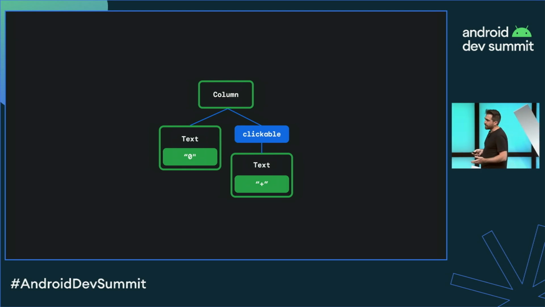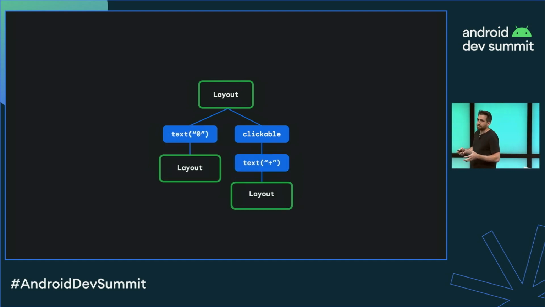And the reality is that Compose UI doesn't produce columns and text. It produces really just layouts with modifiers applied to them. And so in the same way, text isn't really a text at all. It's just a layout. And we can start to think of the unique behaviors of a text composable as really just being a layout with a text modifier applied to it.